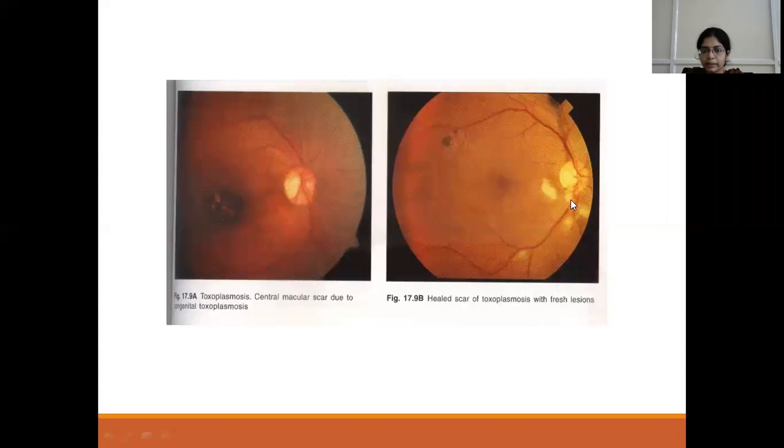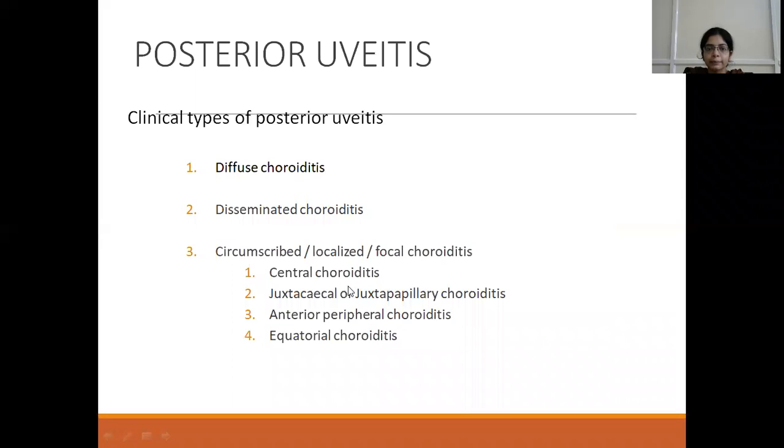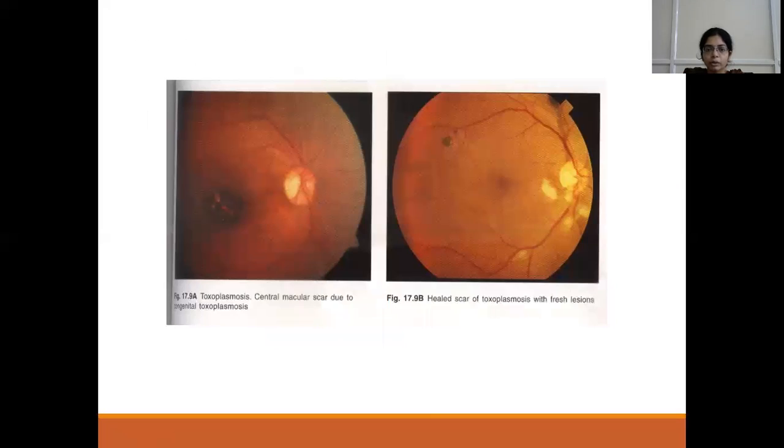Here, now you can see these lesions are just adjacent to the optic disc. So these will be peripapillary choroiditis. So again, as the name implies, central choroiditis, juxtapapillary or peripapillary or juxtacecal, just adjacent to the optic disc. There is a very specific variant known as Jensen's choroiditis, usually seen in young people. So just remember the term. Now, what is anterior peripheral choroiditis?